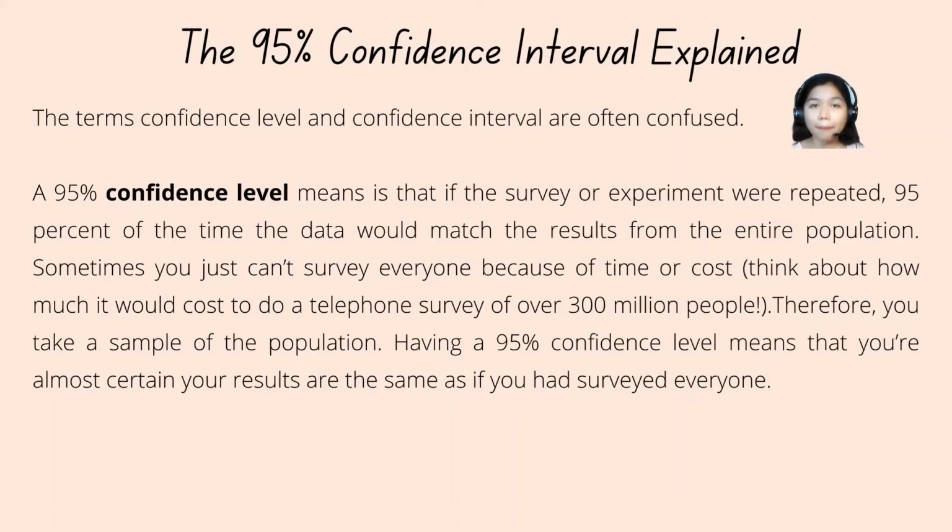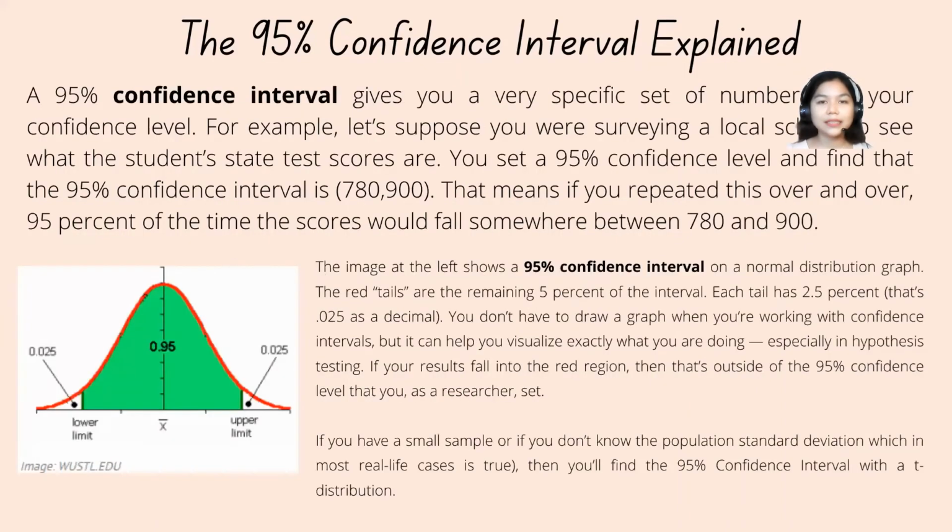Therefore, you take a sample of the population, and having a 95% confidence level means that you're almost certain your results are the same as if you had surveyed everyone. So, say you took a sample, you are sure that 95% of the results from your sample would be the same as if you used the entire population. That is what confidence level means. A 95% confidence interval gives us a very specific set of numbers for the confidence level. They come in a pair, the confidence interval and the confidence level.